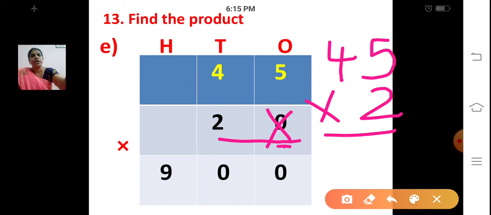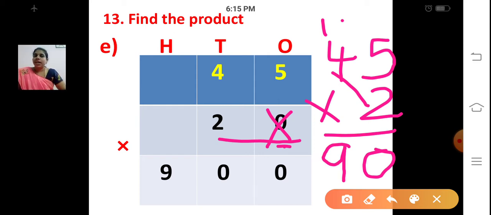First we'll multiply 45 into 2. So 5 2s are 10. So 0, and 1 will be carried over. Next, 4 2s are 8. 8 plus 1, 9. Now we ignored 1 zero, right? How many zeros are in the question? We have only 1 zero. That 0 we are going to write to the right of this answer. So the answer is 900. When you multiply 45 into 20, the answer is 900. So write down 900.